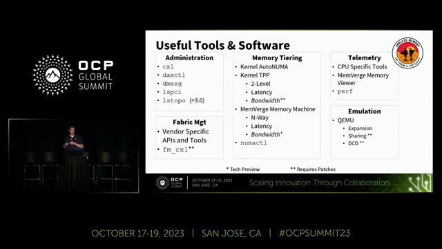The same with memory tiering, right? AutoNUMA has been around forever in the kernel. So again, as you're exposing CXL devices up to the kernel, you can just let the kernel manage it if you want to. You don't have to do anything at all.